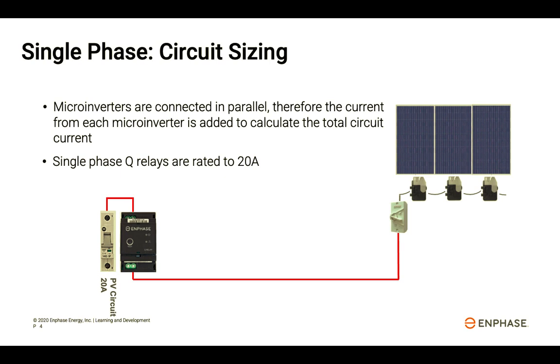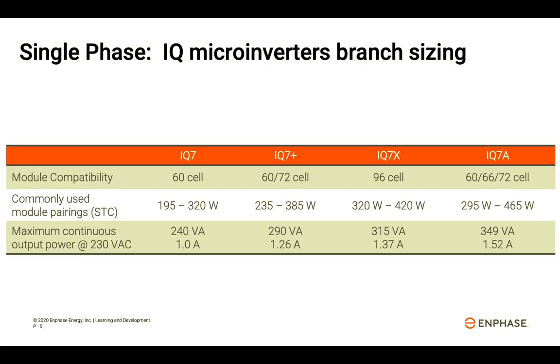As single-phase Q relays are rated to 20 amps, there is a maximum number of microinverters that can be installed within each of the AC circuits. When designing your 20 amp microinverter circuits, Enphase recommends designing to 80%, or in other words 16 amps of circuit capacity. This allows for thermal derating of the circuit wiring and minimizes any nuisance tripping of a 20 amp circuit breaker. Each model of microinverter has a different output power rating and therefore a different maximum continuous current rating.